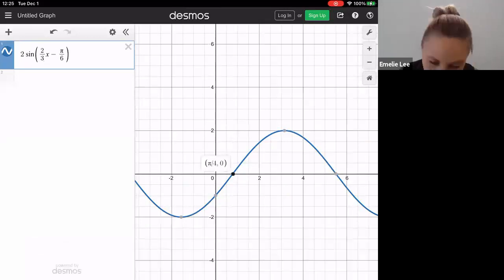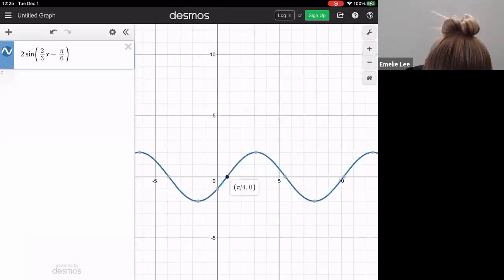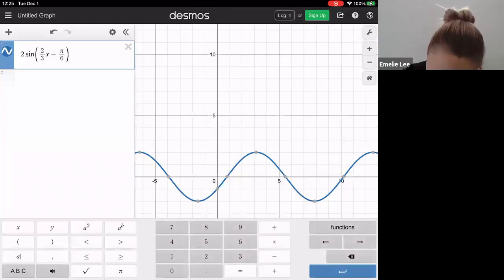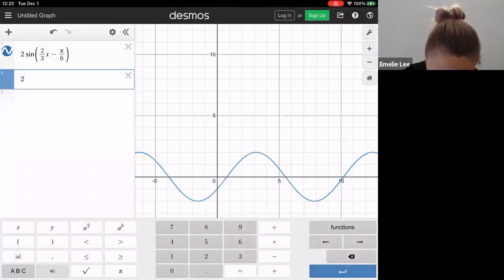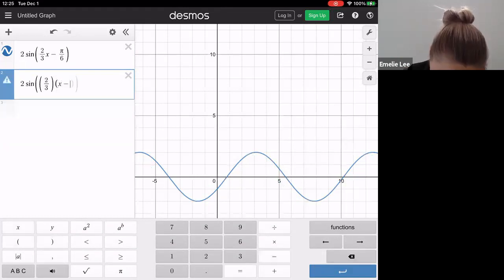Here, pi over 4, that's the horizontal shift, right? And then it takes me from pi over 4 to 13 pi over 4, which should work out to a distance of 3 pi to go through a whole cycle. Now I'm going to do that one that I worked out myself. 2 sine, and it should be the same. Now I'm going to put 2 over 3 in brackets. Oops. Step it out. x minus pi over 4.